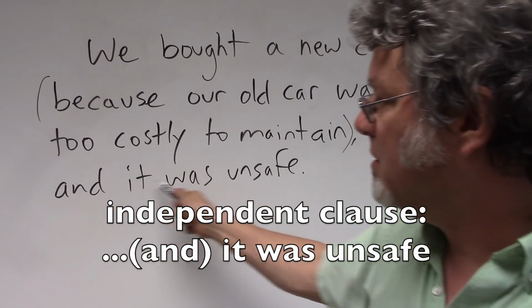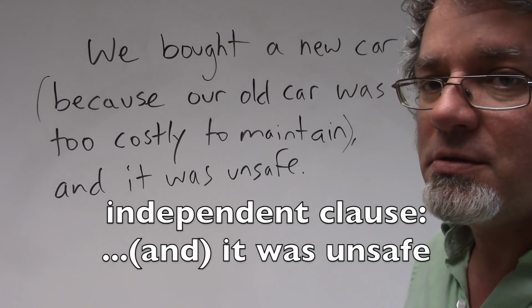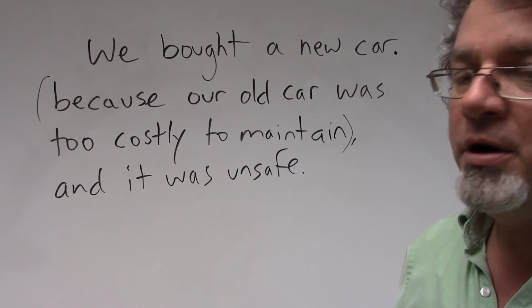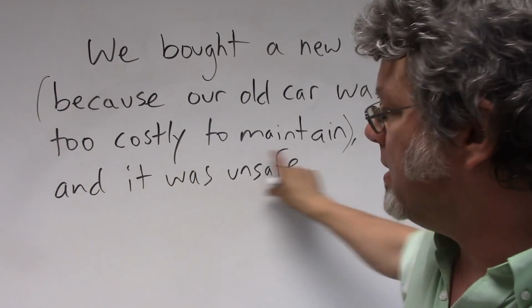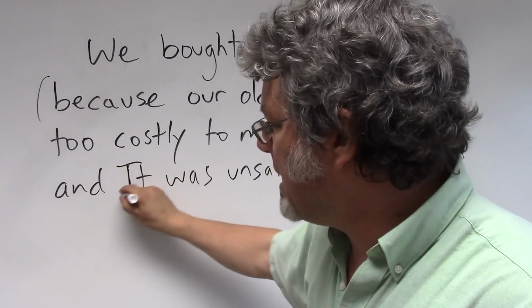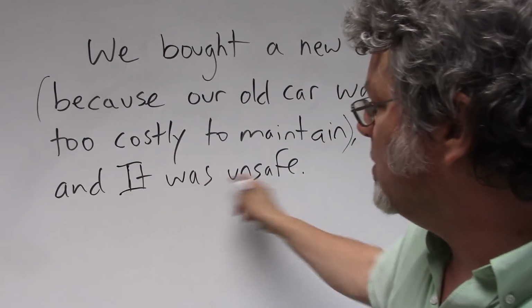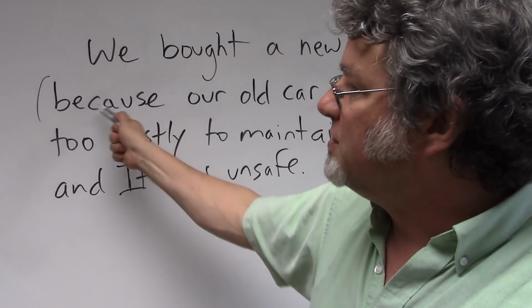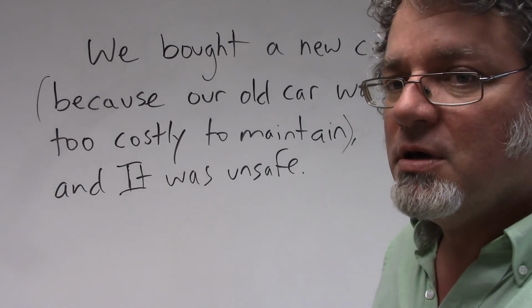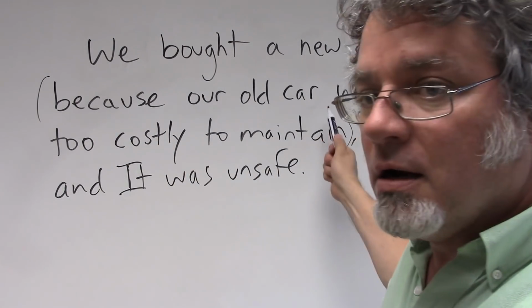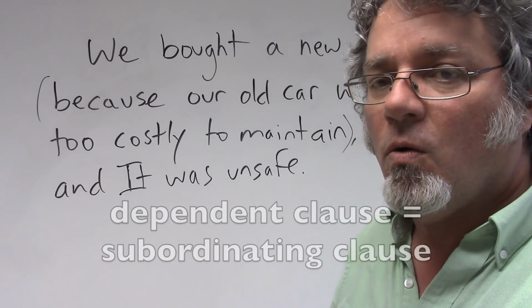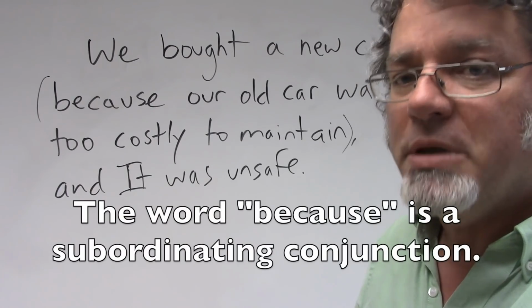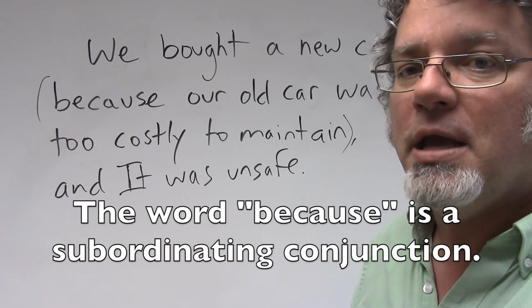and here is another independent clause. This would be okay by itself. We bought a new car, period. This would be okay by itself. I could just capitalize the I and say it was unsafe, and that would make a good sentence. But because this starts with the word because, this creates a dependent clause, or you can call it a subordinating clause. The word because is a subordinating conjunction.